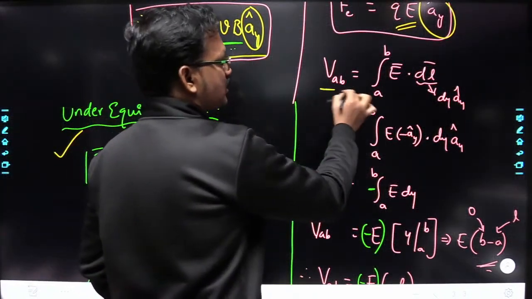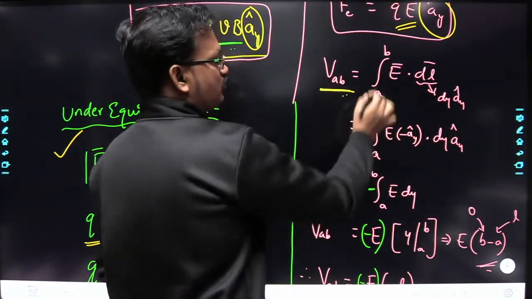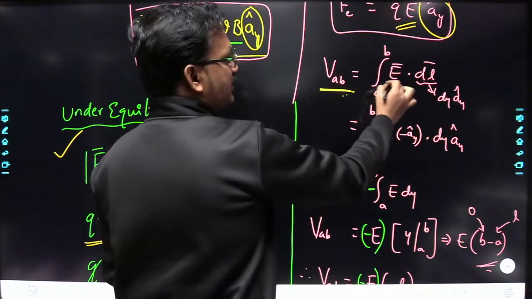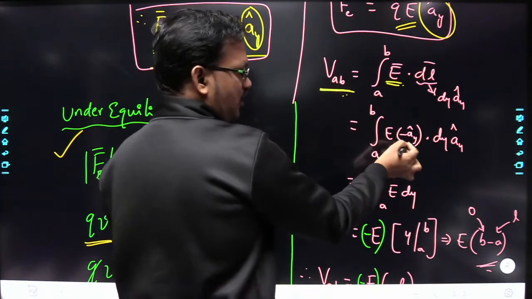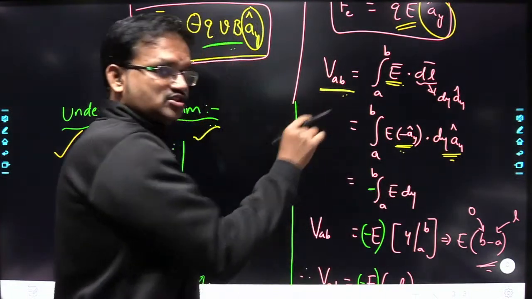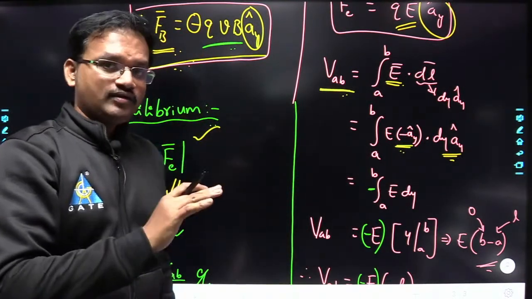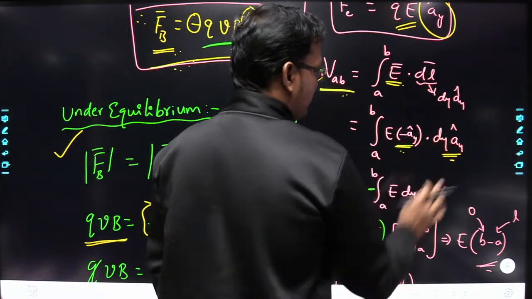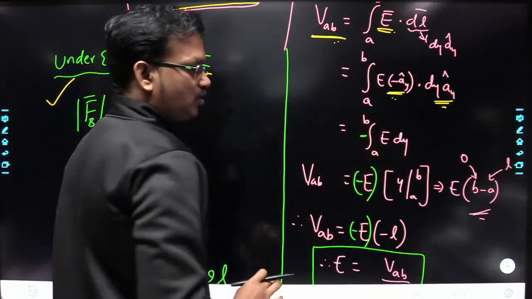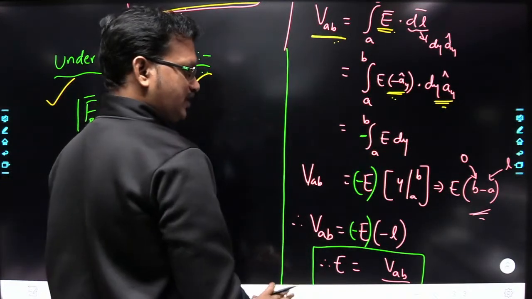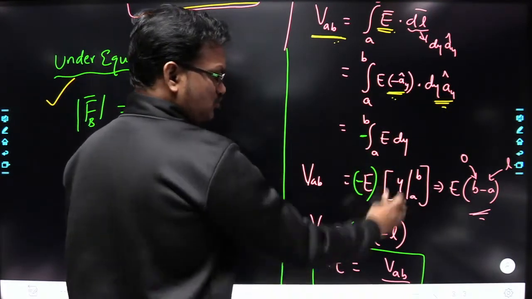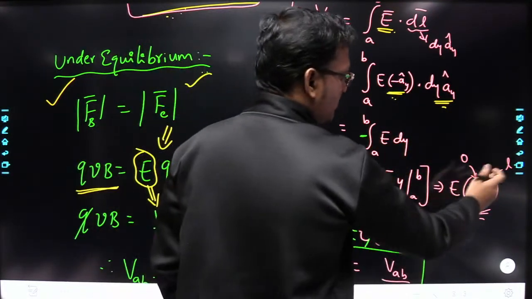So I have tried to determine VAB here. VAB is equal to, we know, the integral from A to B of E bar dot dL bar. Here the electric field is pointing in the negative Y direction. So E into minus ay cap dot dL bar is nothing but dy ay cap, because this small differential length is along Y. That is equal to minus integral A to B of E dy. If I take E out of the integration, I get minus E into the integral of dy, which is y. If you substitute the range, you are going to get E into B minus A.